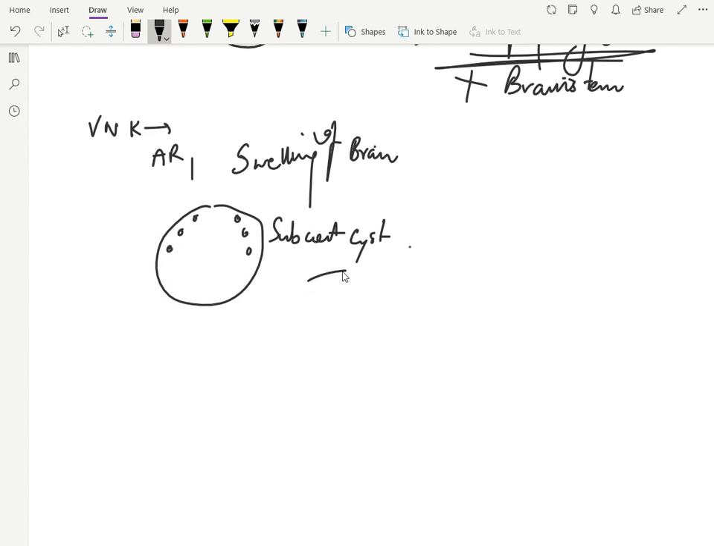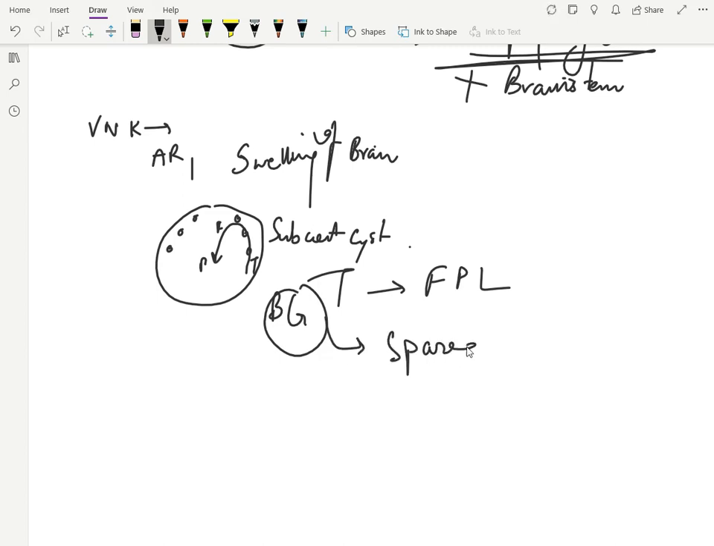And it usually involves the temporal lobe and then the frontoparietal lobes. So basically it spreads in this fashion. There will be temporal lobe involvement, then frontal and then parietal lobe. And the basal ganglia would be spared. So that's a big differentiating point.